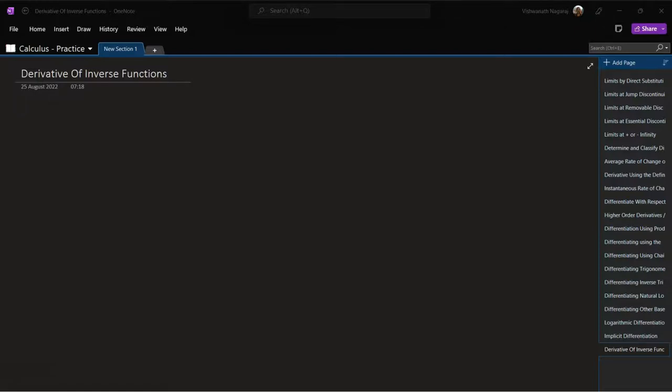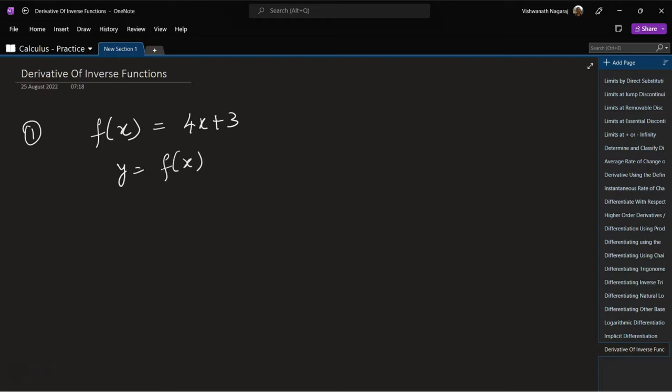Derivative of inverse functions. So here we are given a function. We might be given it in this form: f of x is equal to 4x plus 3. What we can do is say y is equal to f of x. In that case we can write this as y is equal to 4x plus 3.